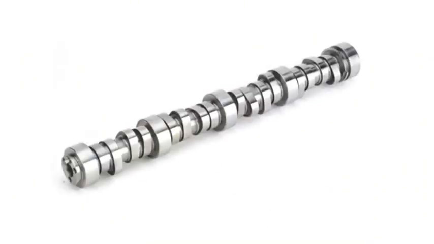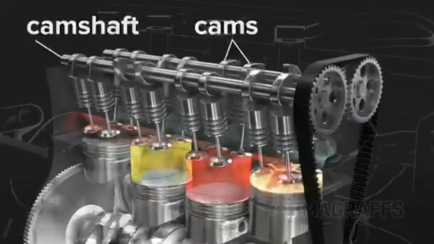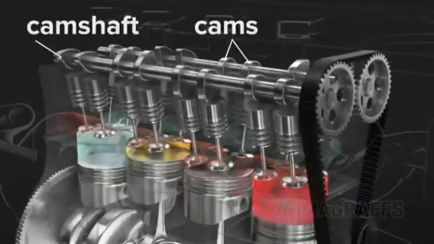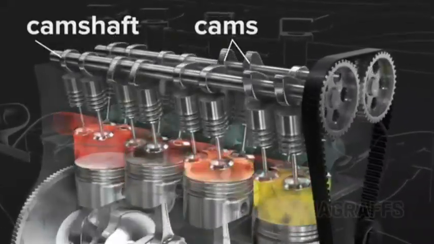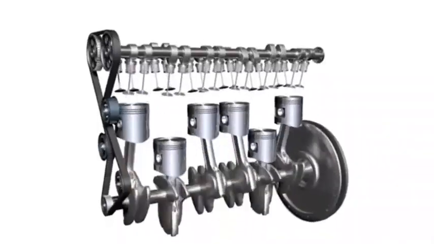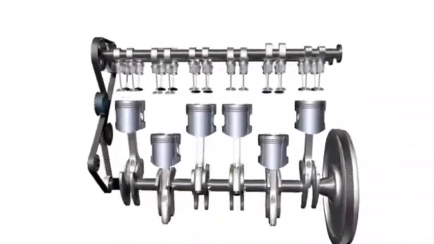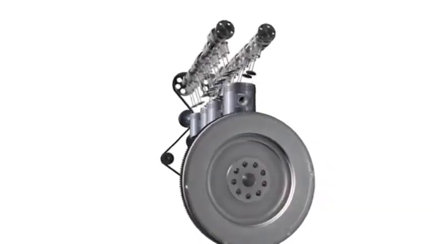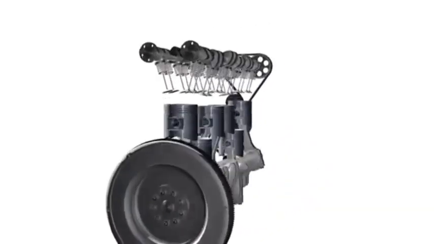The camshaft is a rotating shaft in an internal combustion engine that controls the opening and closing of the intake and exhaust valves. It is equipped with specially shaped lobes, called cams, which push against valve lifters or rocker arms to open the valves at precise moments during the engine's cycle. When the cam lobe rotates away, the valve closes with the help of a spring.